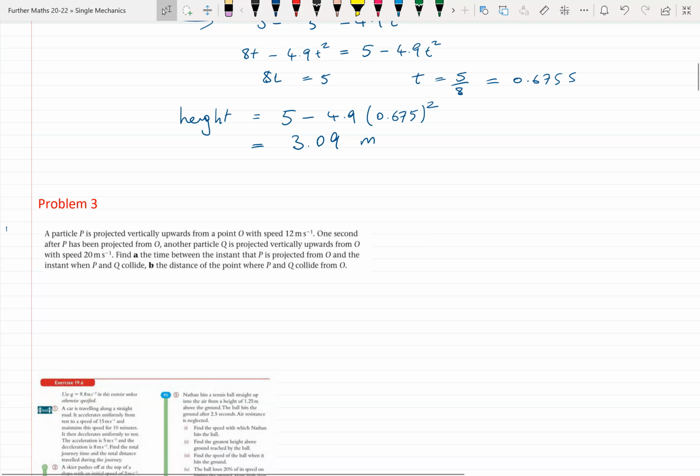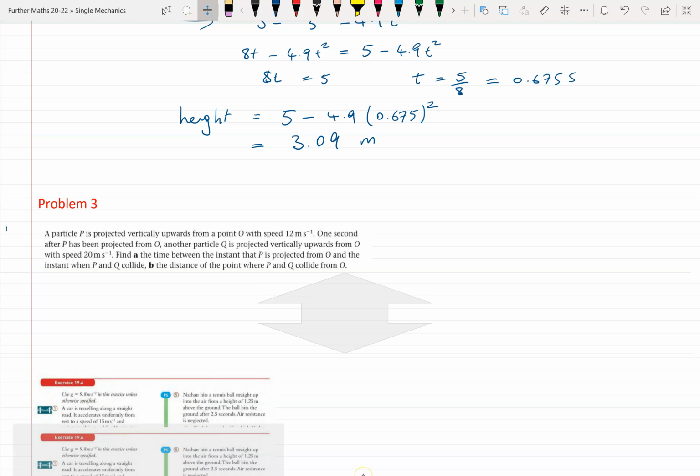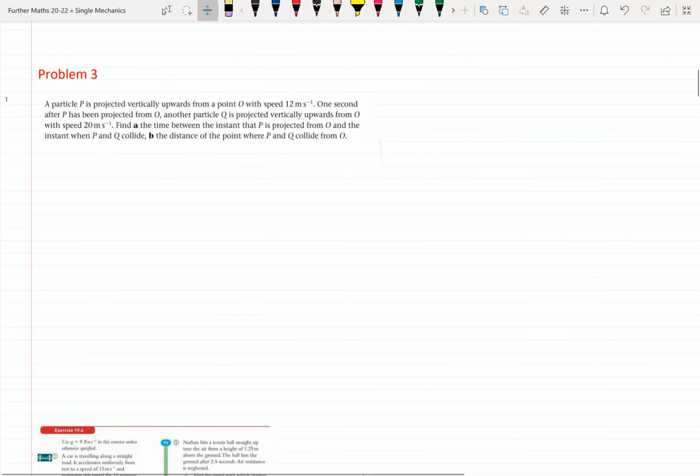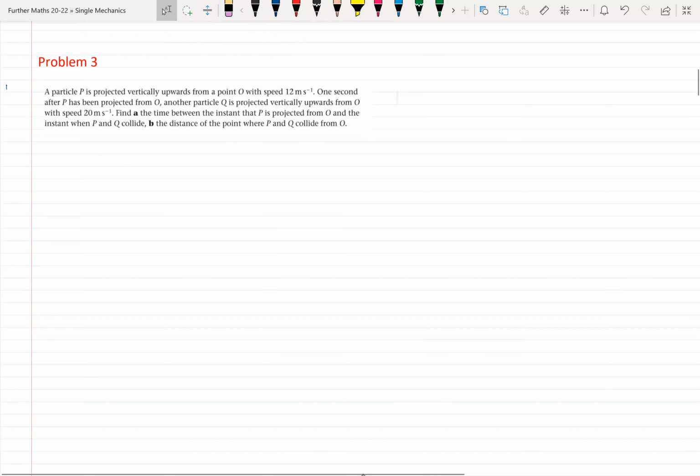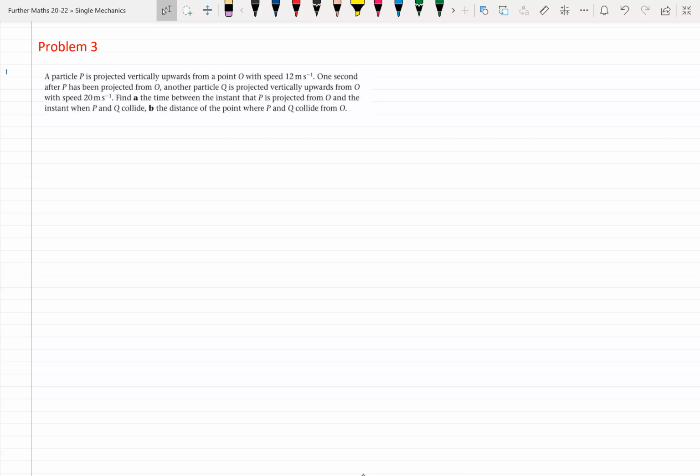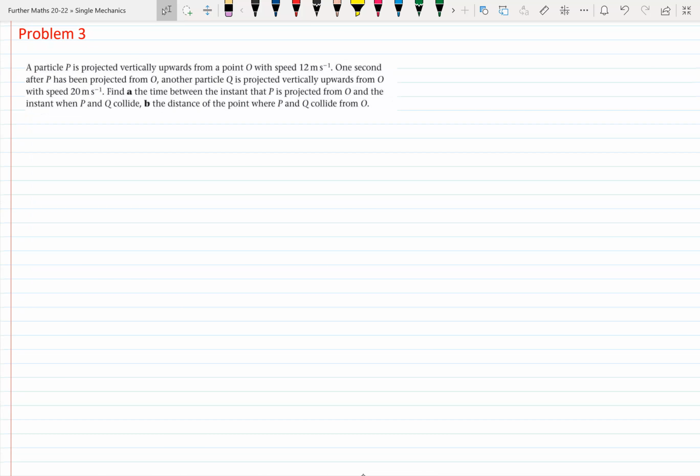Okay, here's another type of problem. Here they're starting off at the same position, so the distinction between displacement and position really doesn't matter. But the thing is, here they're taking off at different times, so that's what sets this problem apart. In this case, it says particle P is moving along a point O, and it started with speed 12 meters per second.